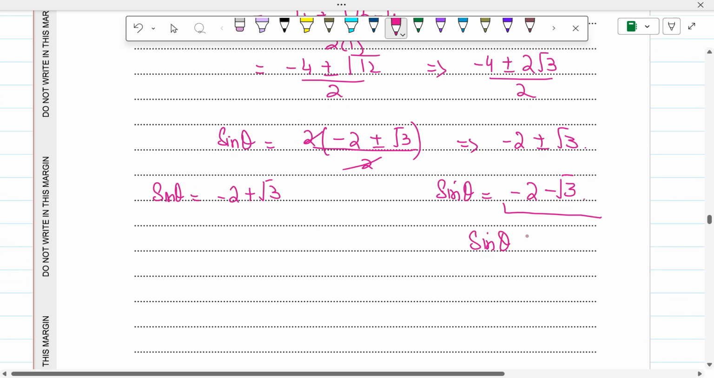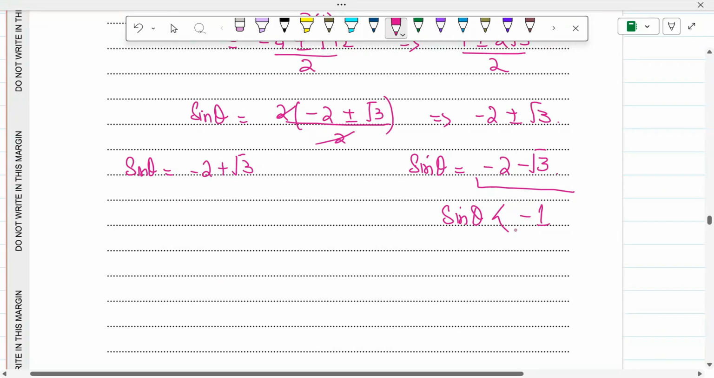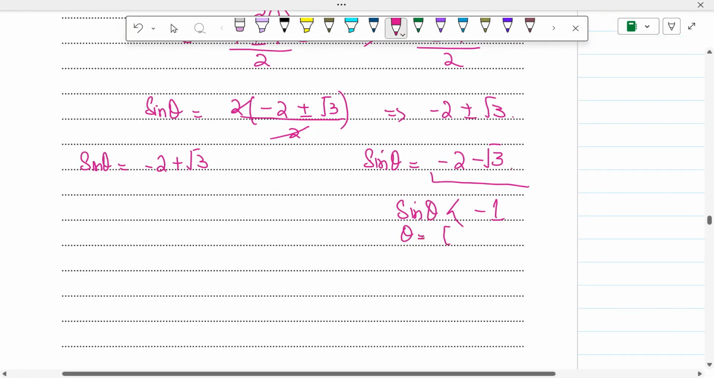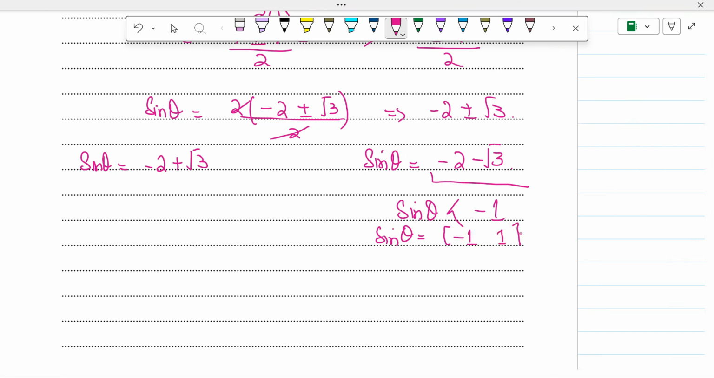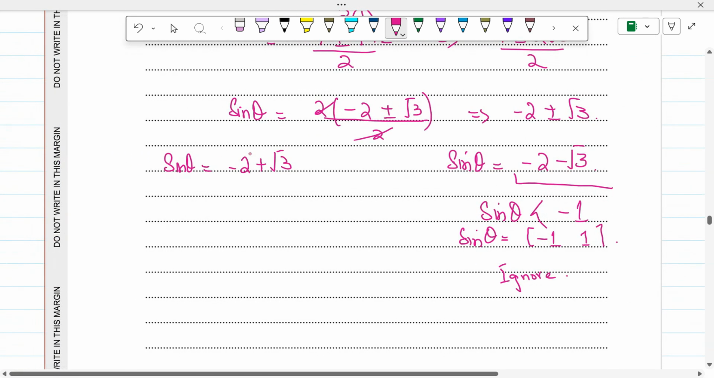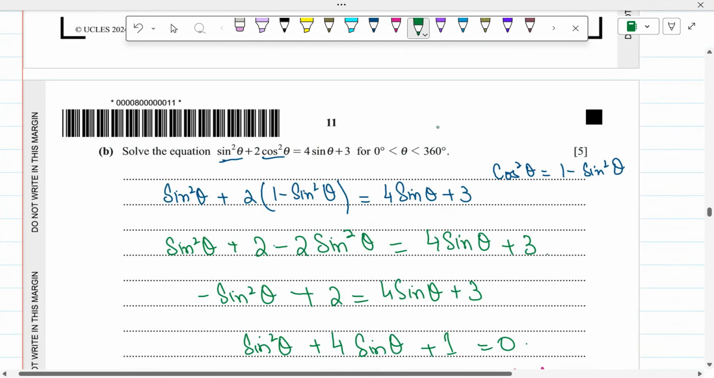In this case, sine of theta is less than -1, which is not applicable because the maximum and minimum values of sine of theta are +1 and -1. The range of sine of theta is -1 to +1. This value is less than -1, so we can ignore it. Okay, now on the other side, when we solve it using a calculator, we will have -0.2679.